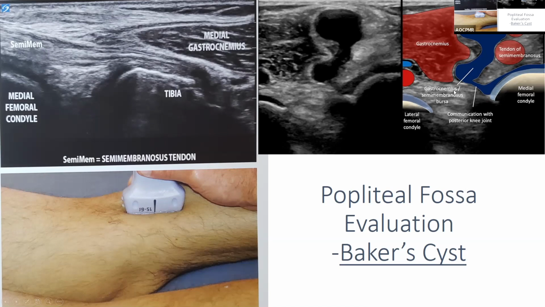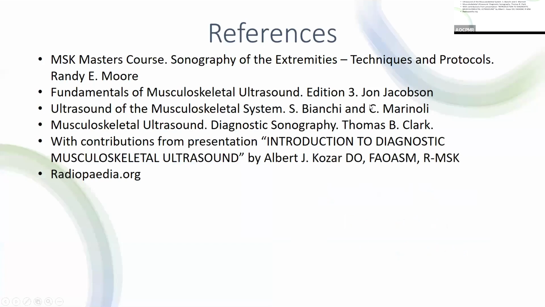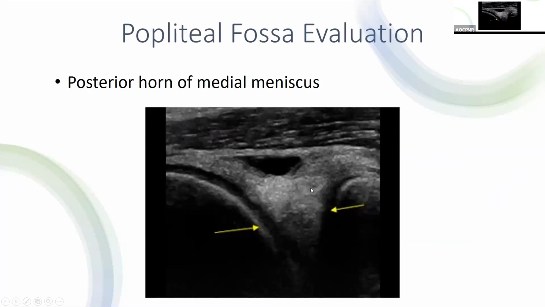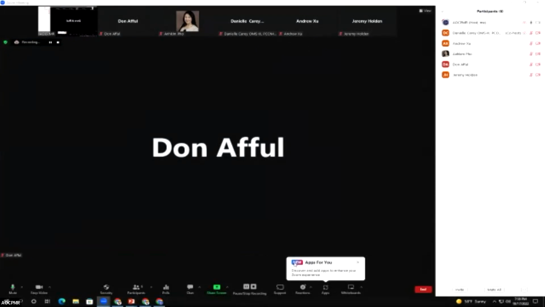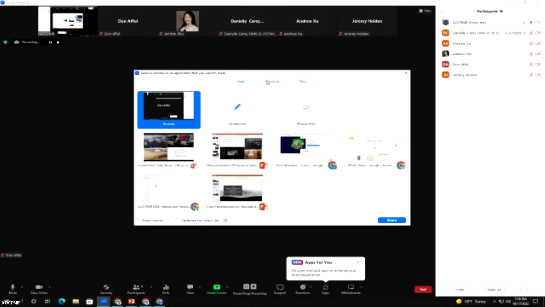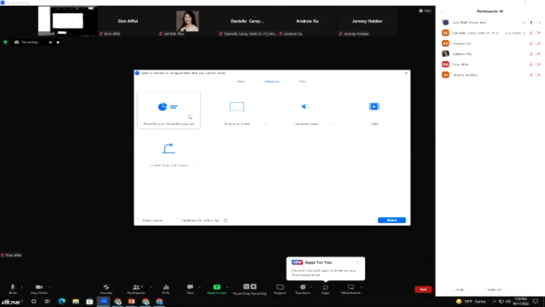A normal one's like 3 centimeters. They're pretty big, but draining them isn't always what you do because sometimes they just come right back. Anyway, we're going to skip that one. So how you evaluate the posterior fossa of the knee. Have your patient, this is the last thing I'm going to show you before we move on to whichever side's easier for you. What did I do? I did this one.